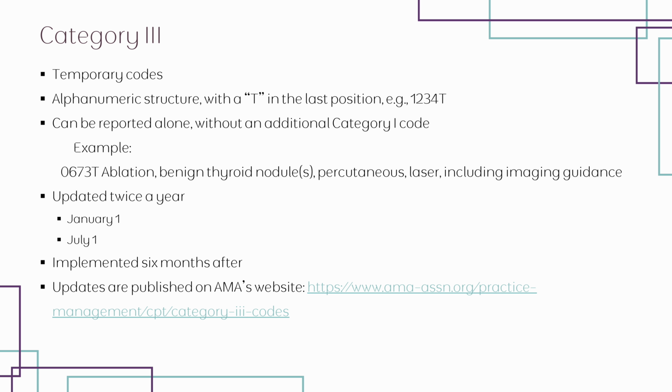So in summary, your Category 3 codes will provide a mechanism for tracking the use and clinical outcomes of new procedures and technologies. Over time, if a Category 3 service becomes widely accepted and it meets specific criteria, then it may eventually be reassigned as a permanent Category 1 code.